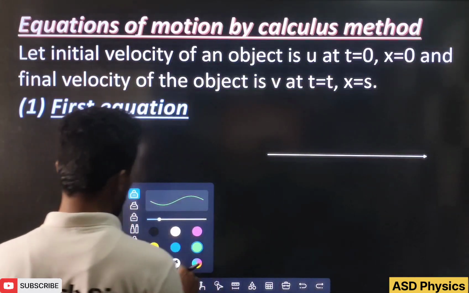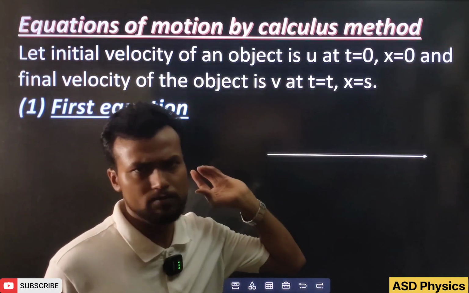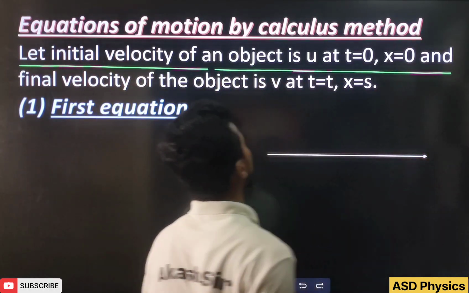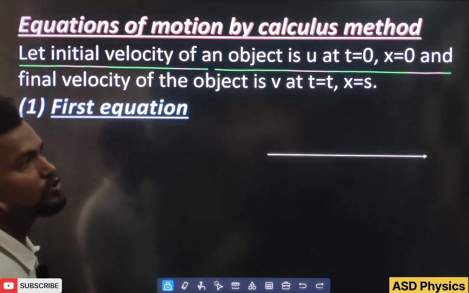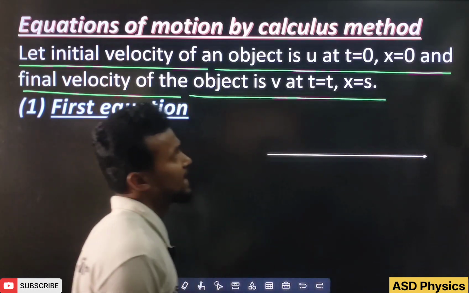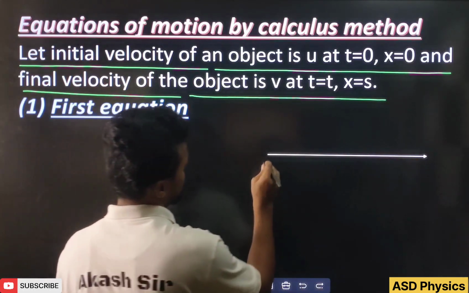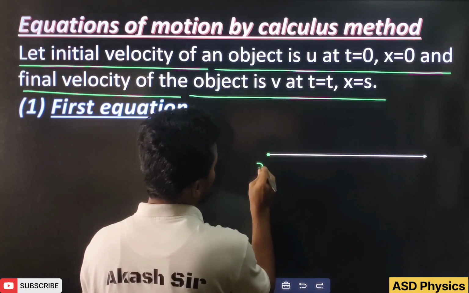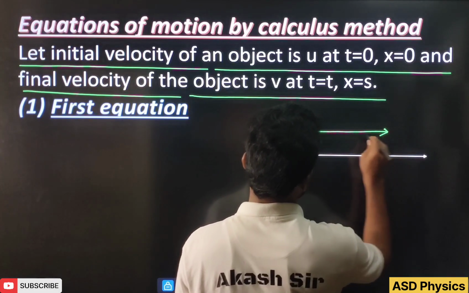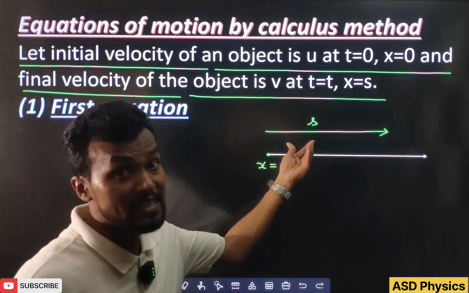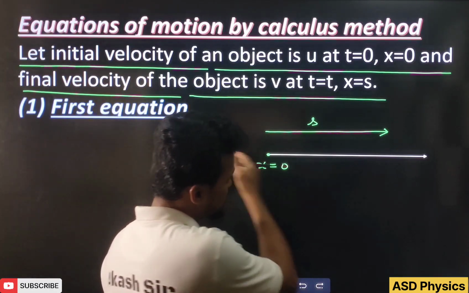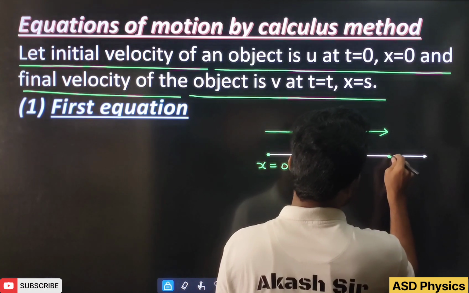So now here you can see the equations of motion by calculus method we are going to solve. Let the initial velocity of an object be u at t = 0, x = 0, and the final velocity of the object be v at t = t, x = s. That I will represent here. This is the origin, x = 0. And the object is going to travel s, and remember that this s is the displacement. What is s? Displacement, the shortest distance between initial and final point. Just for simplicity we are taking it in a straight line without changing direction.